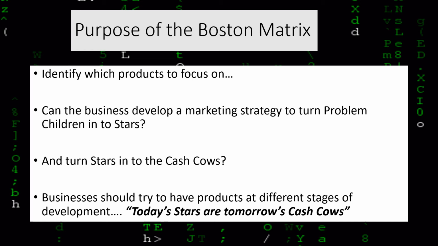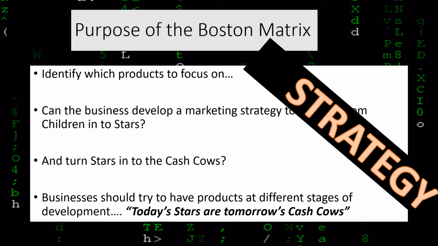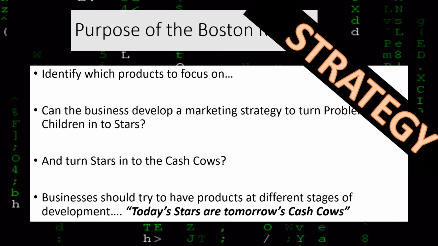Businesses should try to have products at different stages of development because today's stars are tomorrow's cash cows. So again, we can evaluate the number of products within each stage and also the strategies that we can use to try and move them round the matrix. A key thing to relate to here is we use this to identify products that we can then consider a strategy to maintain their status as stars, turn them into cash cows, or to deal with them as problem children.